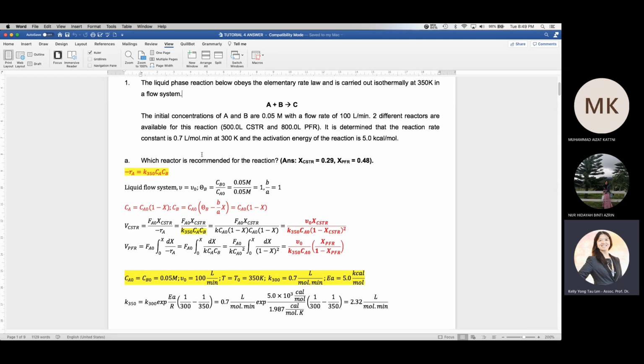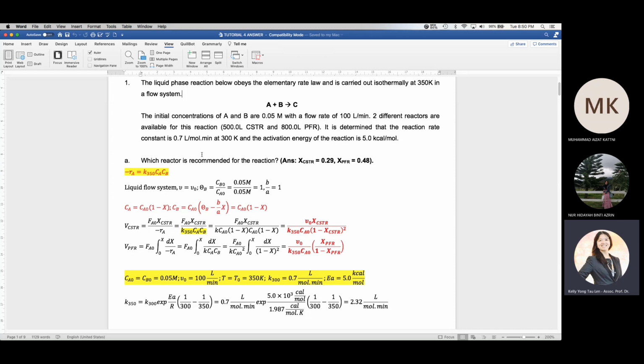Sebab if let's say you choose the wrong rate law, definitely equation yang kamu guna tu definitely akan salah. So make sure kamu jangan salah rate law. Kalau baca soalan, fahamkan dulu soalan, make sure you can write down the rate law, then baru you akan tengok okay, equation mana yang menepati this rate law. Okay, so types of reactor, rate law.